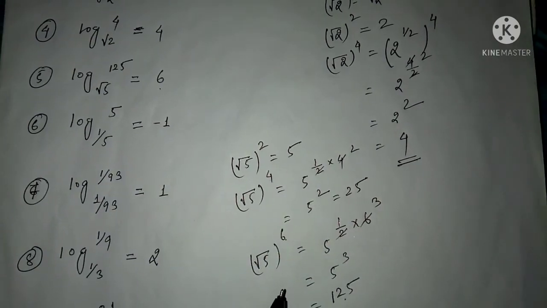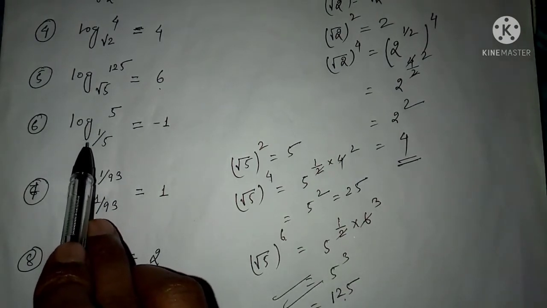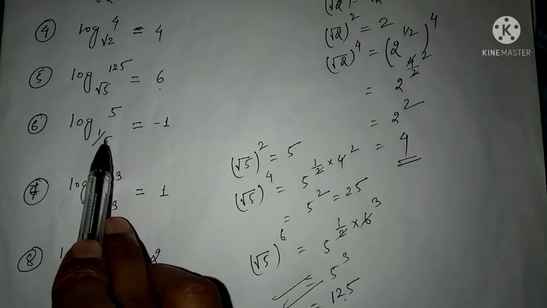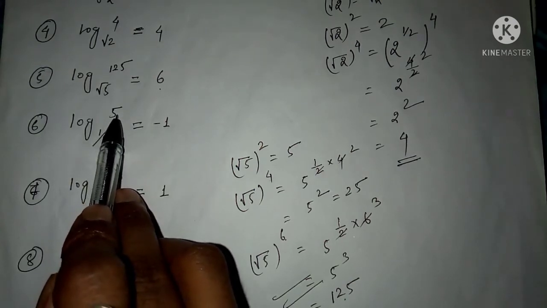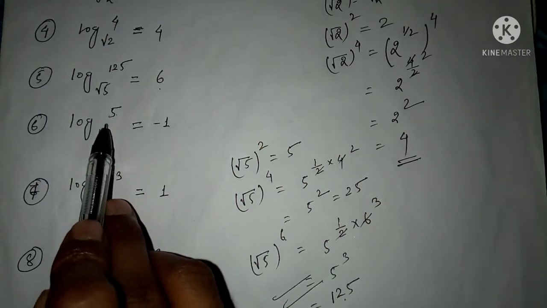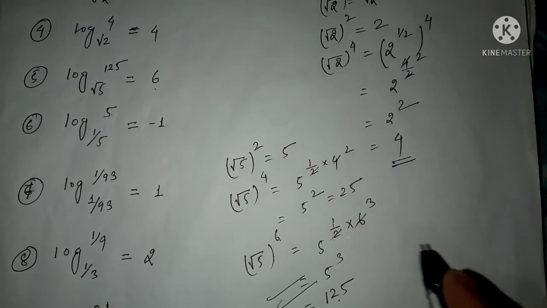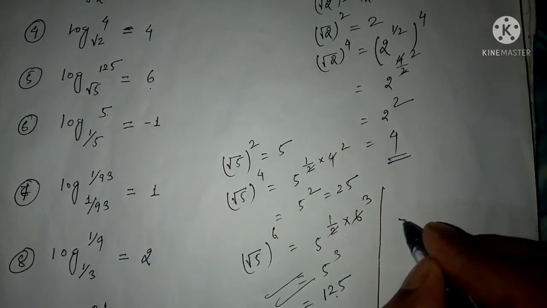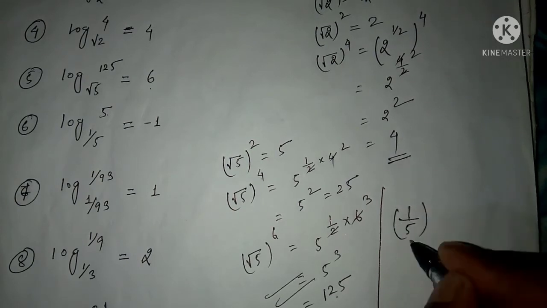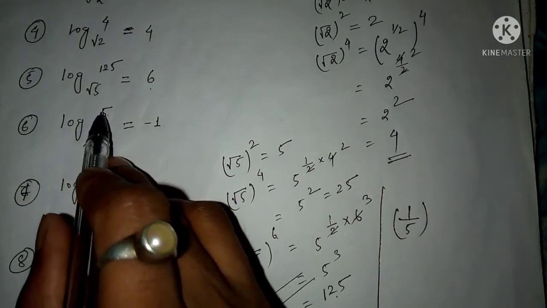This is also done. Then see this one also. Log, what power of 1 by 5 gives us 5? I am repeating it again here also. Now very simple here. What power of, that means you should choose the base. What power of this base gives us this number?